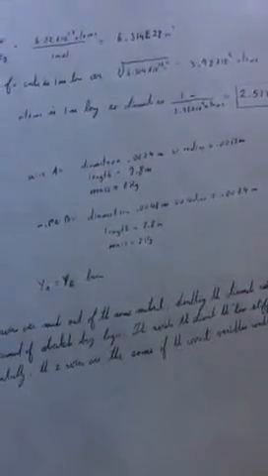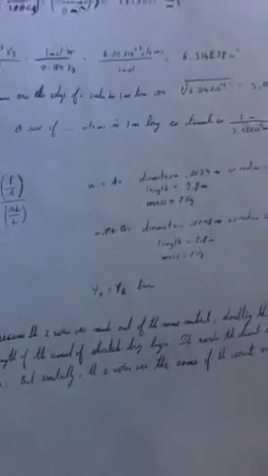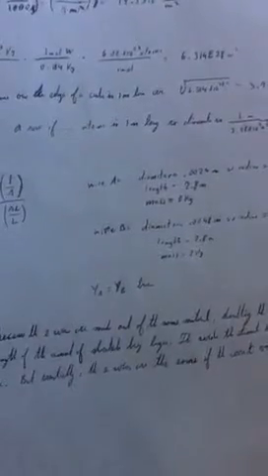Now, if I were to plug them in, they didn't give me the stretch. They gave me everything else. But if I had the stretch, I could actually plug it in, and I could prove that these two values would be the same. YA, like Young's modulus for A, is going to be equal to Young's modulus for B.